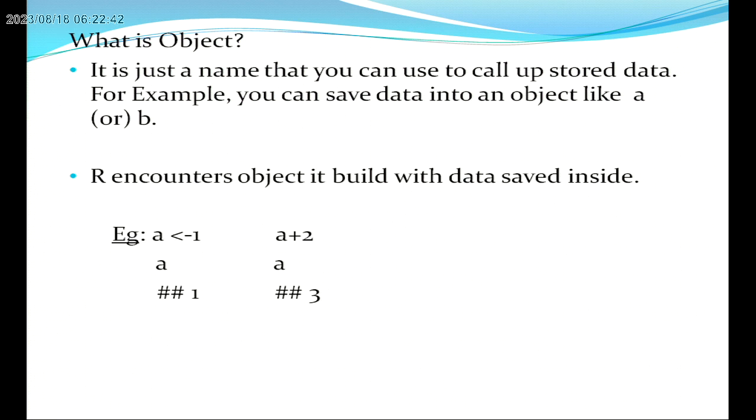Example, A refers to 1. So A stores the value 1, and we can display A, which will show the answer 1. Another example, A plus 2. It will show the result. It returns 3, because A already has 1, plus 2, so the result is 3.